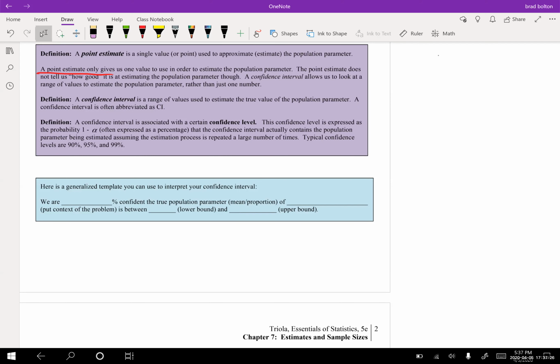This confidence level is expressed as a probability of 1 minus alpha. So again, they're still going to be giving us alpha, whatever they tell us alpha is. If they say alpha is 5% or 0.05, we're going to say that our confidence level is 95% or 0.95. It's always 1 minus whatever the alpha is, that the confidence interval actually contains the population parameter.